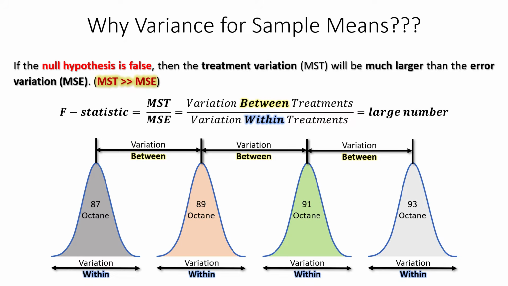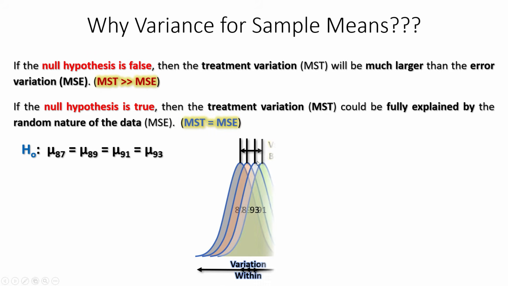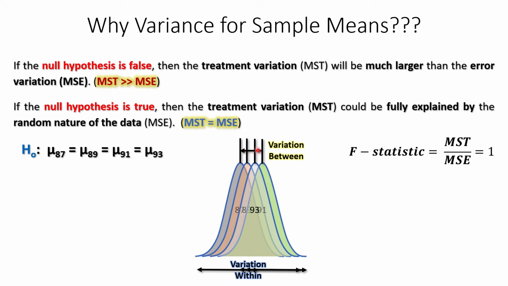Now, think for a second. Imagine for a second the null hypothesis is actually true. Imagine that here's our null hypothesis and all the mean values are approximately equal. Assume the null hypothesis is true. If that were the case, then the mean square of the treatment, the variation between treatment groups, could be fully explained by the random nature of the data.